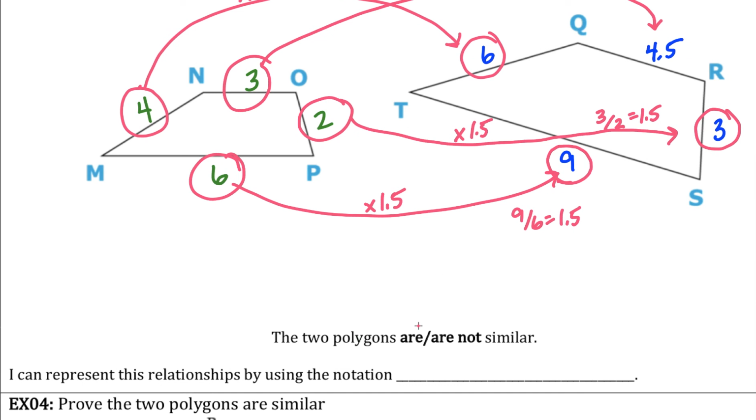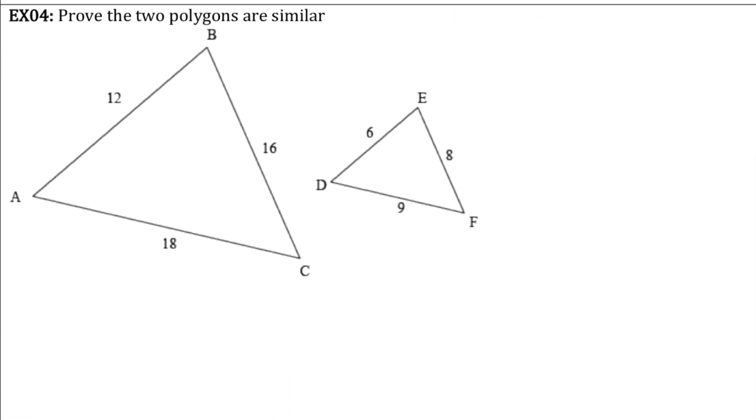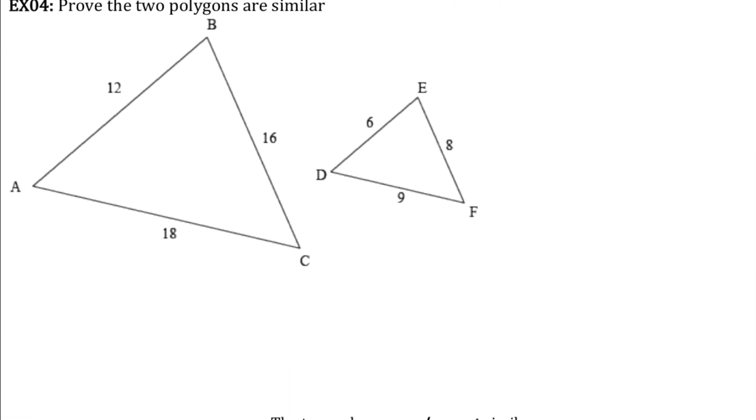So they are similar. I can represent the relationship using the notation MNOP is similar to TQRS. Let's do it again. So this one gives us our number. 12 corresponds to 6. Cool. And 6 divided by 12 is 0.5, so that's times 0.5.